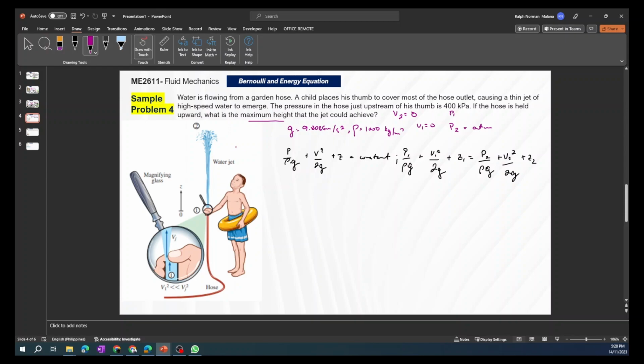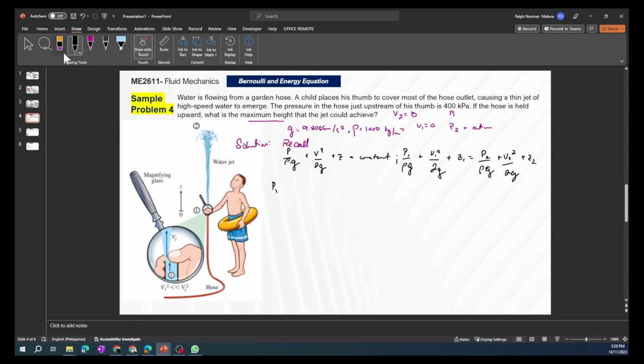Okay. As for our solution, I already wrote the equation we will use. This is the equation in pressure form and head form, and this is the head form at 2 different locations, point 1 and point 2. So let's apply our assumptions and known values and try to determine the maximum height.